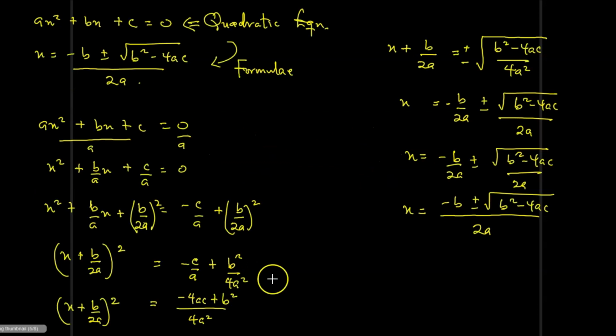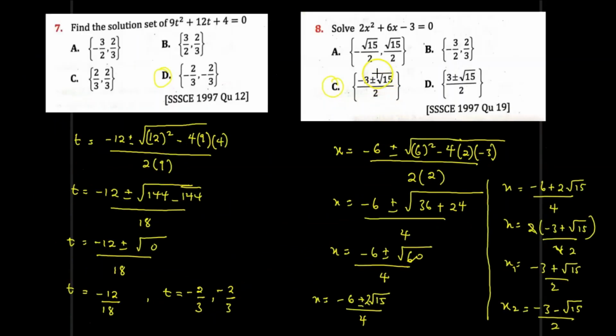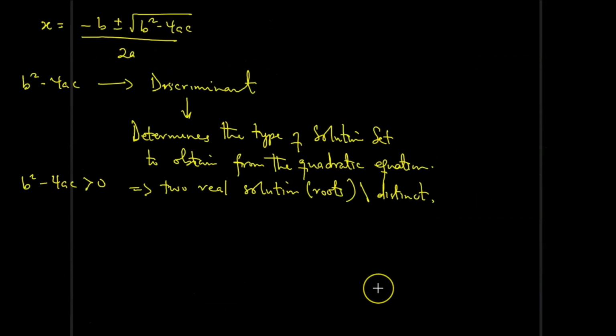For example, remember we had a question over here, and the solution that we had over here, we had the first answer as x1 being -3 plus root of 15 on 2, and the second is -3 minus root of 15 on 2. So this is a perfect example of obtaining a solution which is two real distinct values. We'll be taking some examples so you understand it further as we go on.